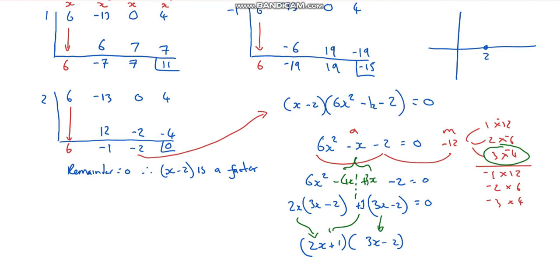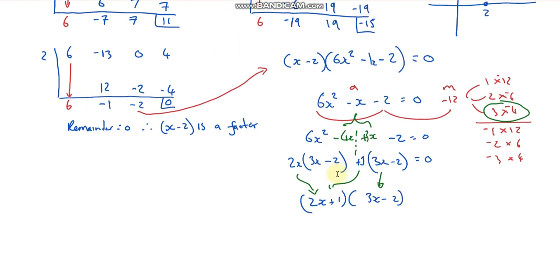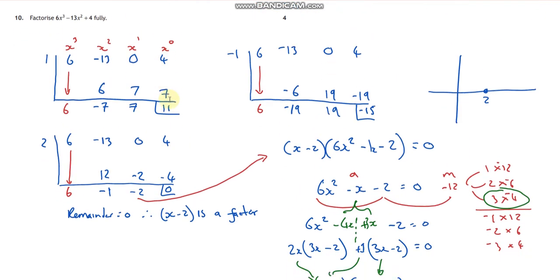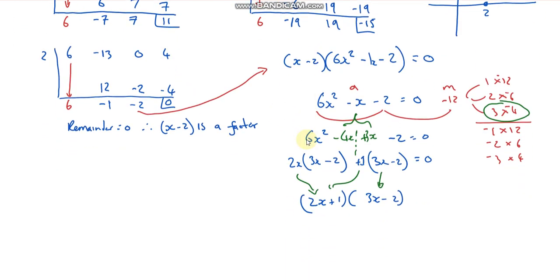Some people do it by trial and error. That's the way I do it. So I'll just write the full thing out. That's the same as saying x take away 2, 2x plus 1, and 3x take away 2 is equal to 0. That's my factorised version. Okay, so that's factorised fully.